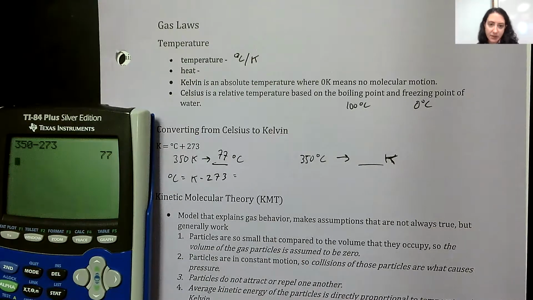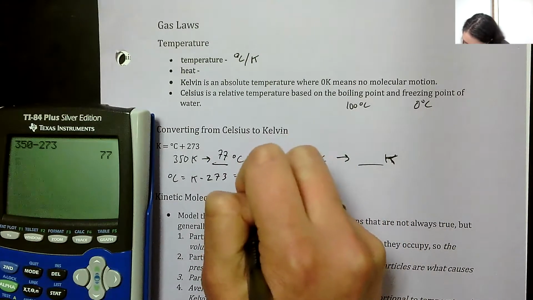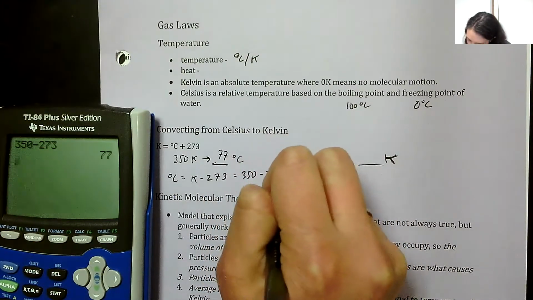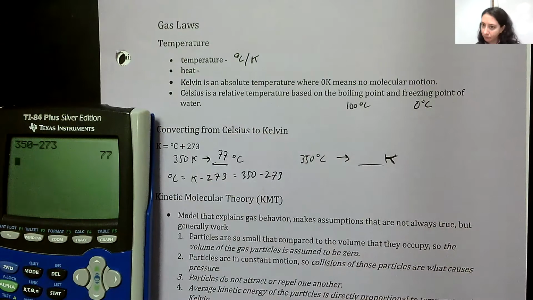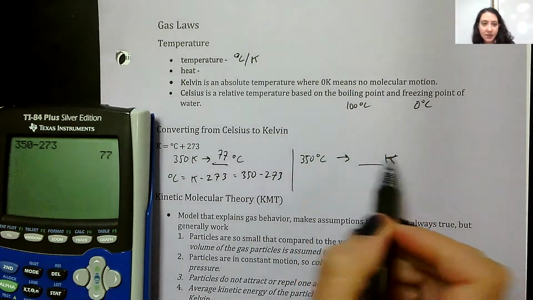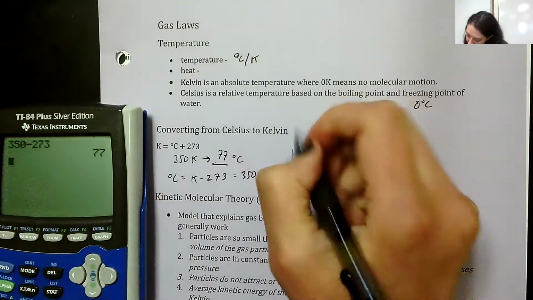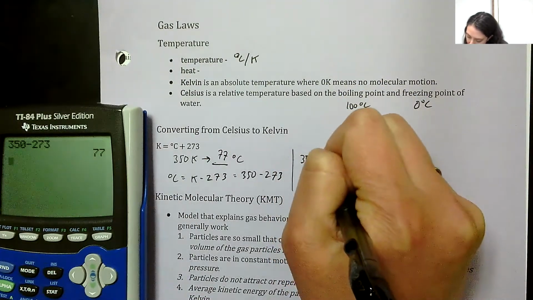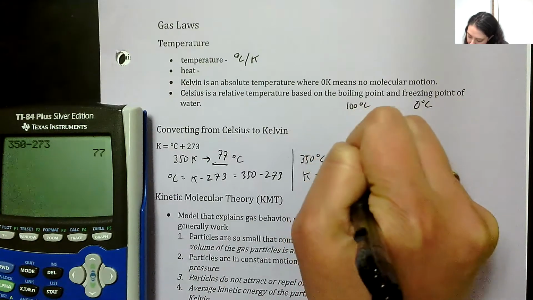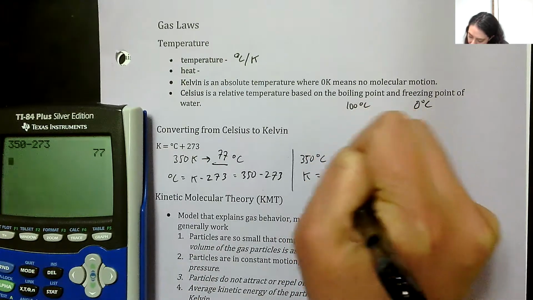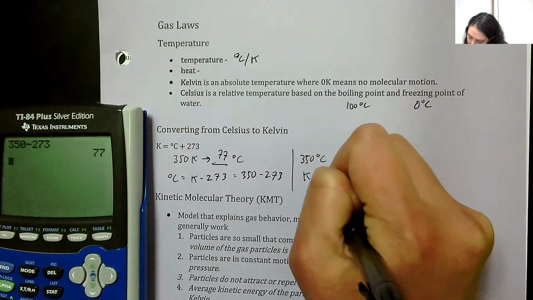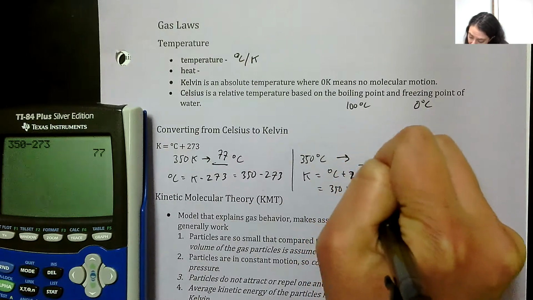That's pretty much all there is to it. So that was 350 minus 273 equals 77. Okay. If we need to do the reverse, if we're trying to solve for Kelvin, this equation will work just fine. So K is equal to the degrees C plus 273. So that's going to be 350 plus 273.